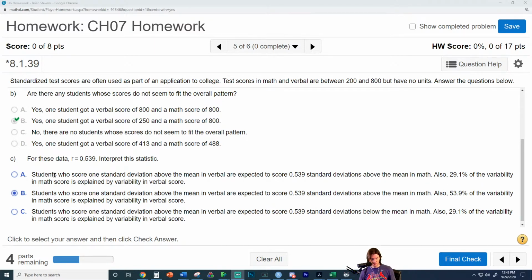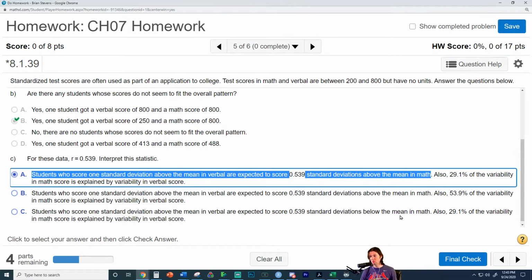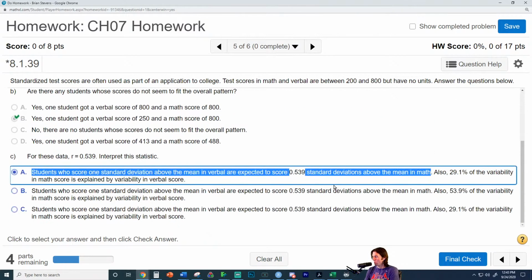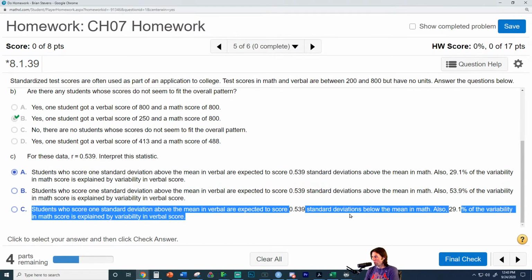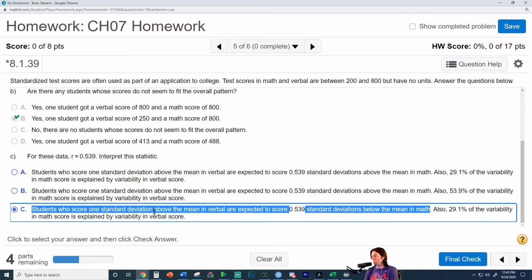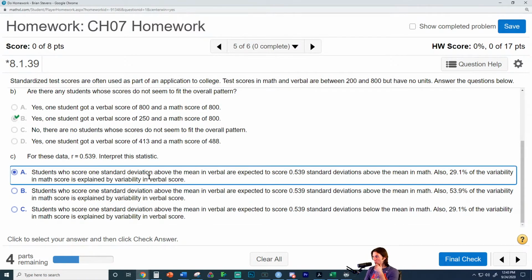So we have to look right here. For one standard deviation. Students who scored one standard deviation above the mean in verbal are expected to score above. So right here, students who scored above are expected to score above. This shows us a positive relationship, indicating the positive slope. This other one down here that also has the correct R squared indicates a negative relationship. So if you see right here, it says students who score one standard deviation above the mean in verbal are expected to score below in math. That would indicate a negative relationship. So that's not the right answer. The right answer is going to be this one.